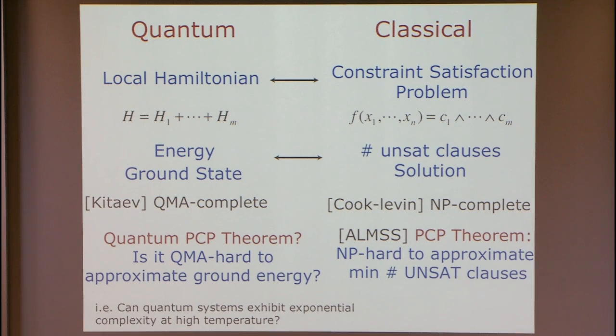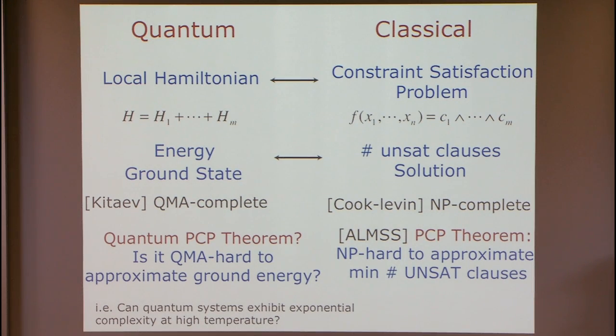So one of the crown jewels in complexity theory is the PCP theorem, which says that not only is satisfiability NP complete, but it's also NP hard to even approximate the minimum number of unsatisfied clauses.